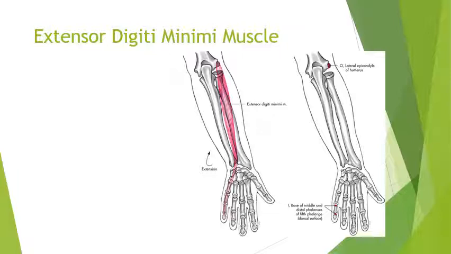And then the extensor digiti minimi muscle. So it's going to go to the fifth finger. So think of the fifth finger. It's the smallest of the fingers, the minimi. So you look at the lateral epicondyle of the humerus, and it's going to go to the base of the middle and distal phalanxes of the fifth phalange on the dorsal side.